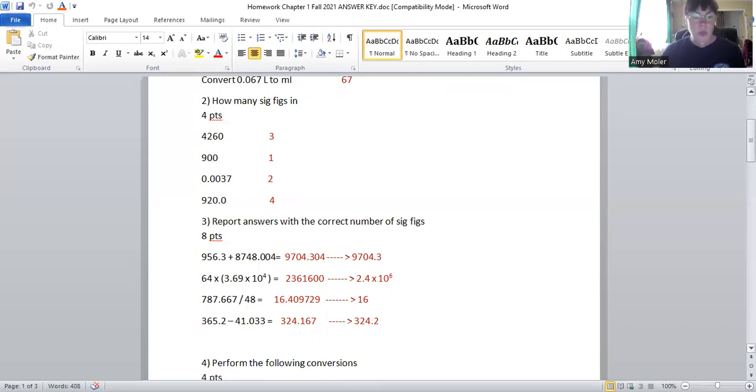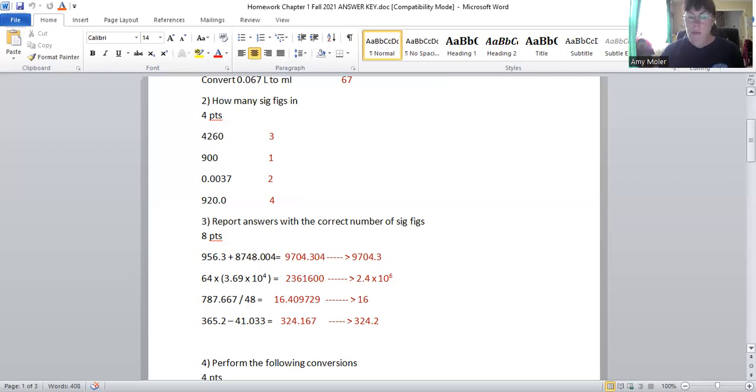So 956.3, add to it 8,748.004. So the first answer is your calculator value, but it is not correct in terms of reported sig figs. You have the 0.304 there on the end. I only want 1 decimal place in my final answer because there was only 1 in the 956.3. So 9704.3.